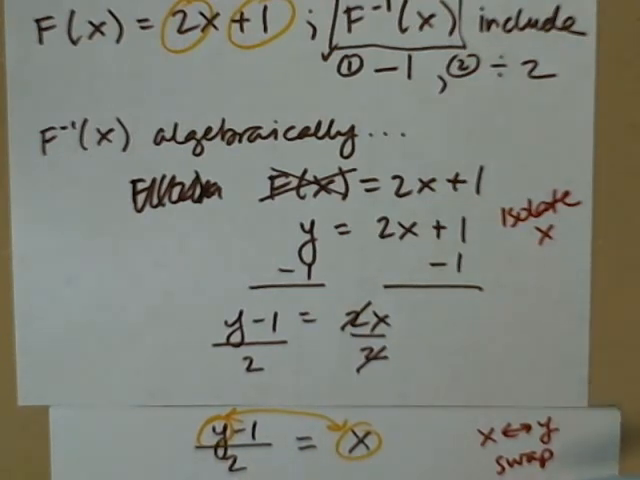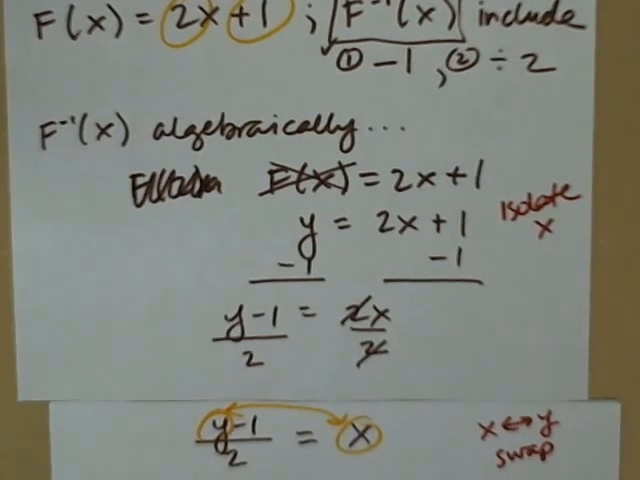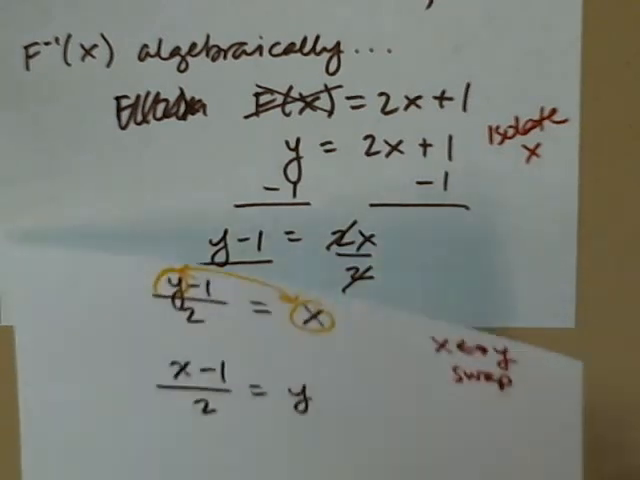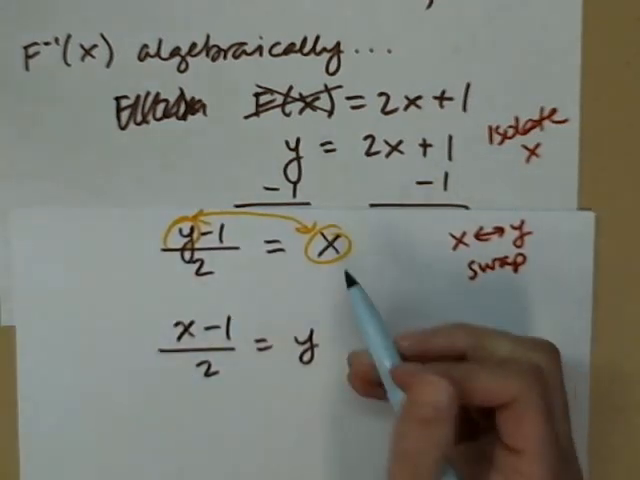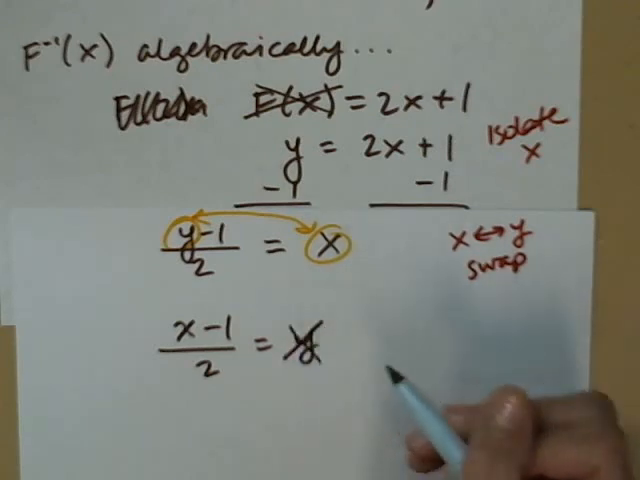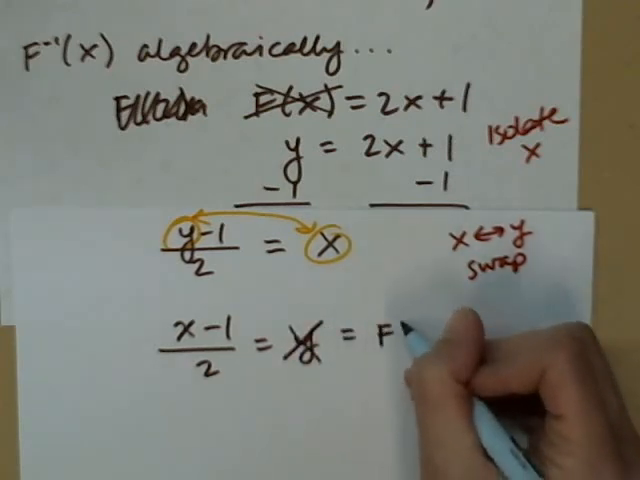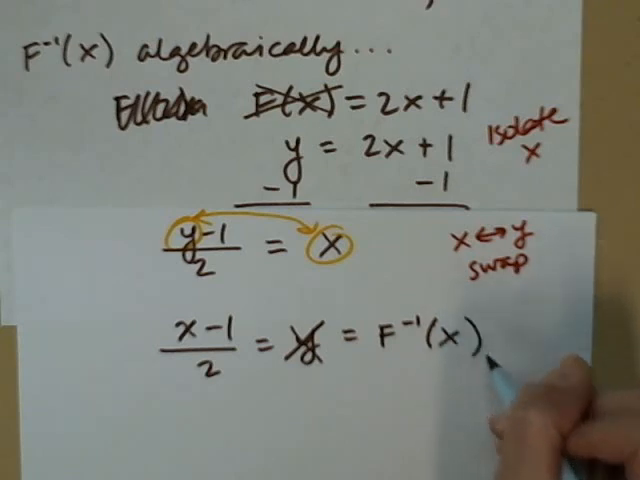So you've got two general steps here. And once I do my xy swap, I'll be done. So y becomes x, so x minus 1 divided by 2 equals y. So I can call it just y, but really this undoes f. This is f inverse. So instead of just being general, I'm going to call this f inverse of x.